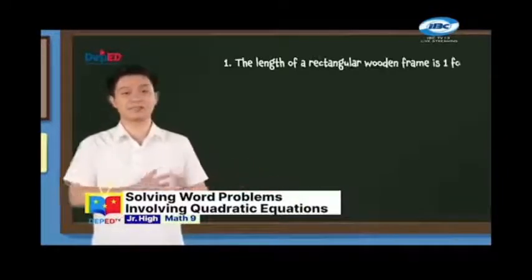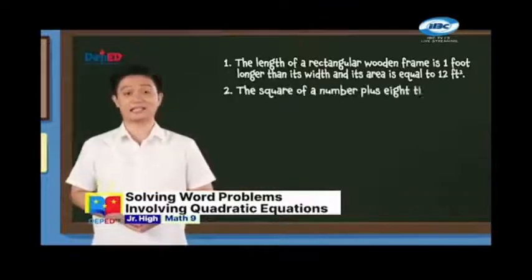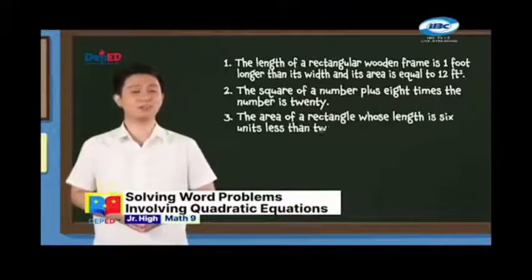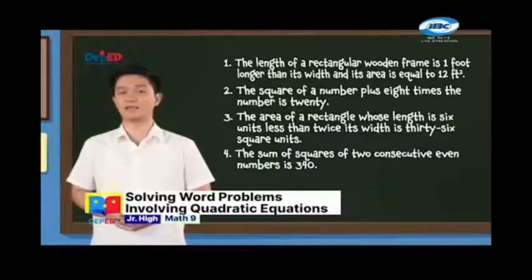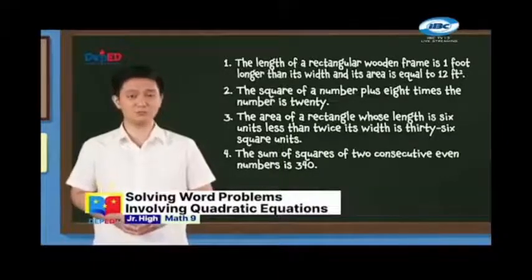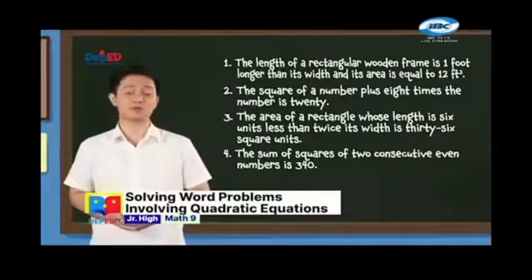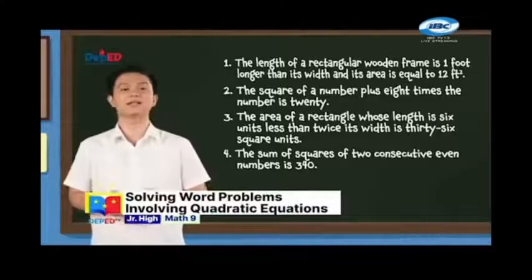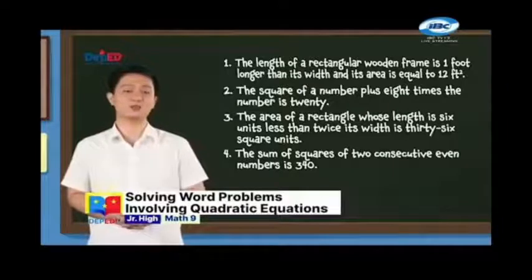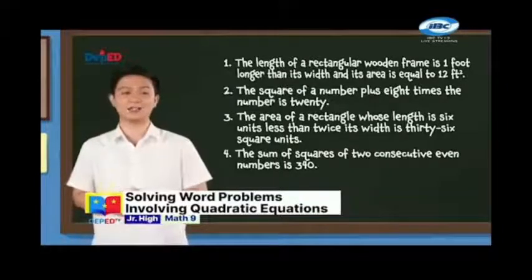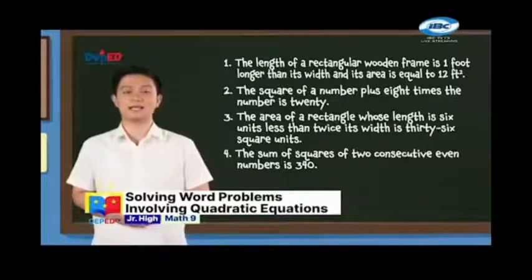Let us translate these verbal sentences into quadratic equations in standard form. We have sentence number 1. The length of a wooden frame is 1 foot longer than its width and its area is equal to 12 square feet. Sentence number 2. The square of a number plus 8 times the number is 20. The area of a rectangle whose length is 6 units less than twice its width is 36 square units is in sentence number 3. The sum of squares of 2 consecutive even numbers is 340 is verbal sentence number 4.